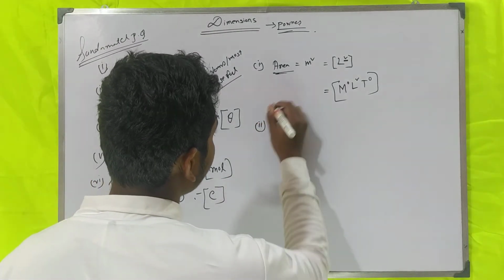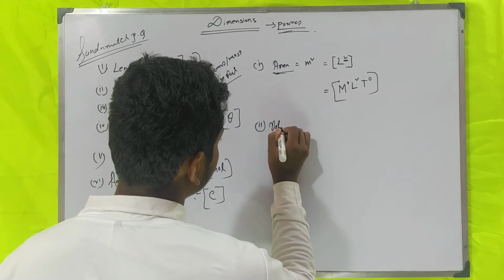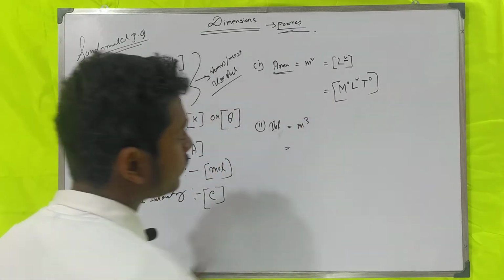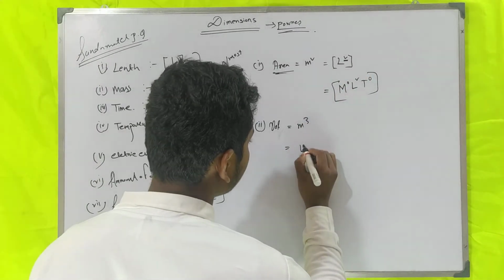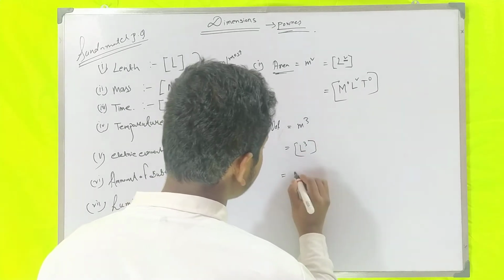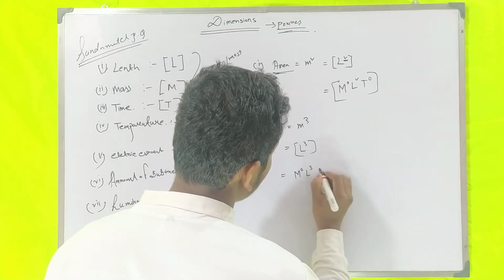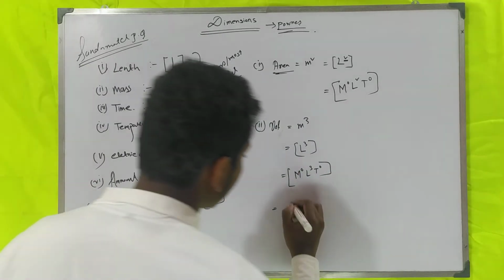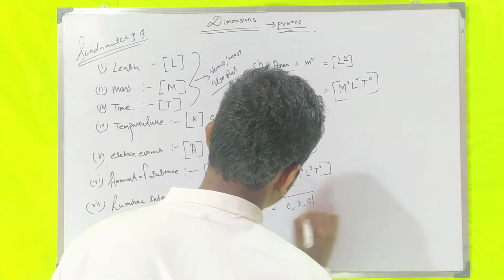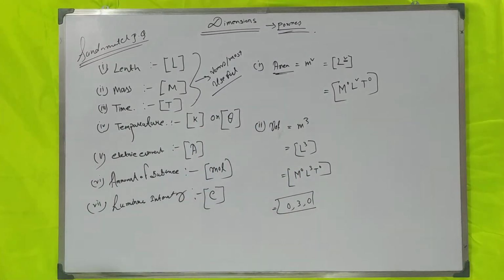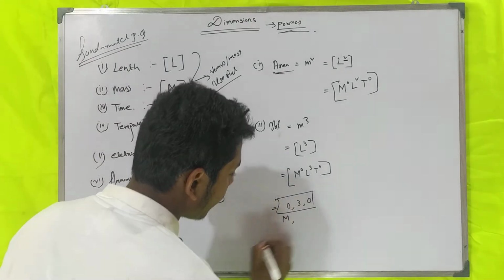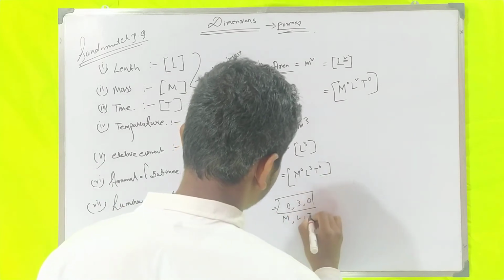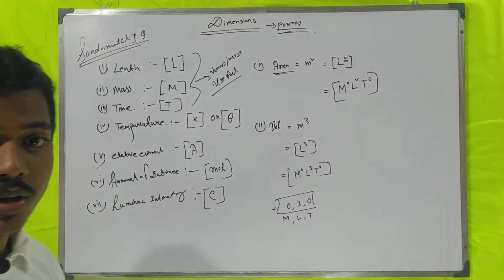The second one is volume. The unit of volume is meter cube, and meter is length, so length cube. We can write it as M0 L3 T0. So the dimensions are 0, 3, 0 according to mass, length, and time.